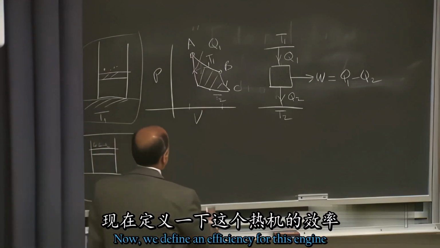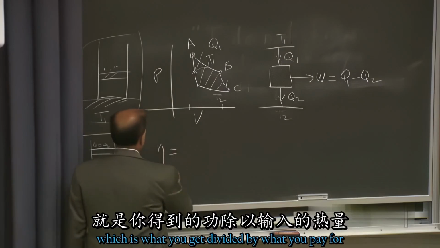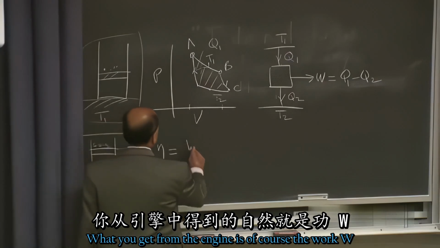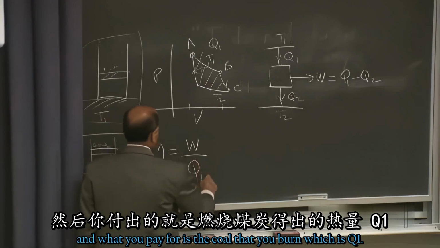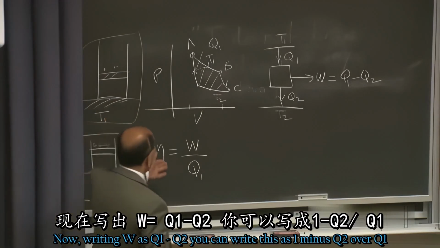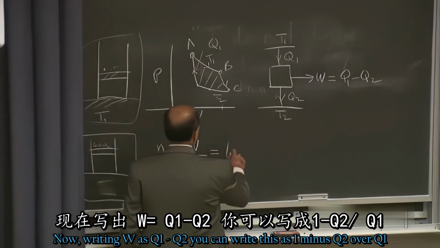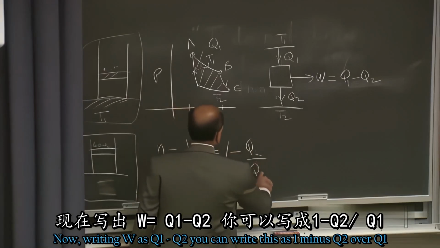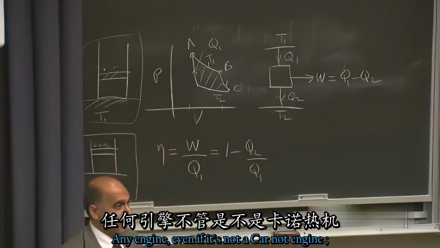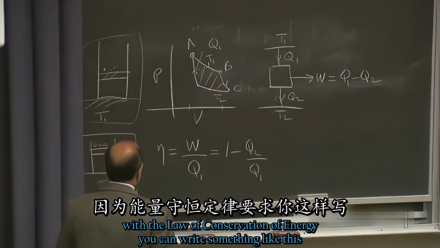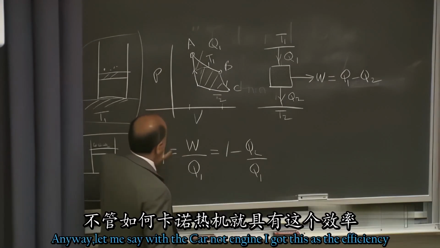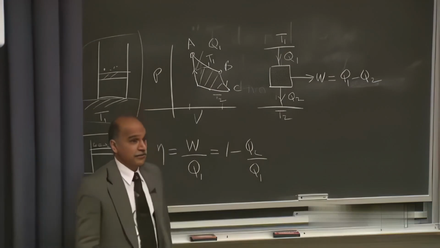Now, we define an efficiency for this engine, which is what you get divided by what you pay for. What you get from the engine is, of course, the work W, and what you pay for is the coal that you burn, which is Q1. Now, writing W as Q1 minus Q2, you can write this as 1 minus Q2 over Q1. This is true for any engine. Any engine, even if it's not a Carnot engine, by the law of conservation of energy, you can write something like this. Anyway, let me say for the Carnot engine, I got this as the efficiency.